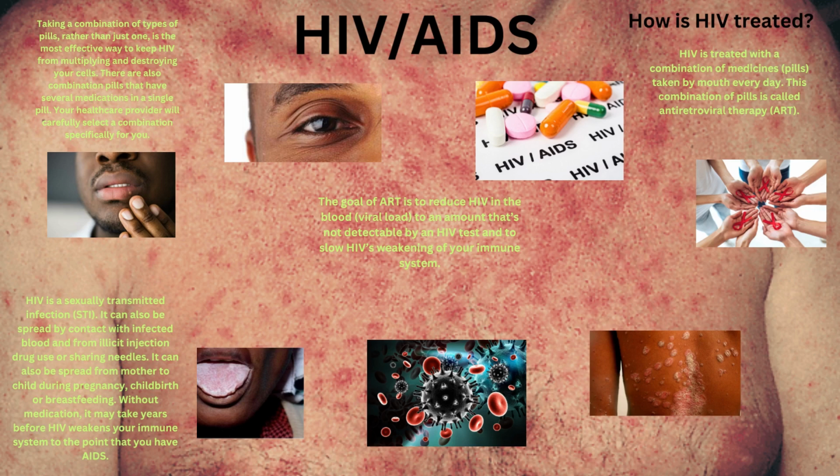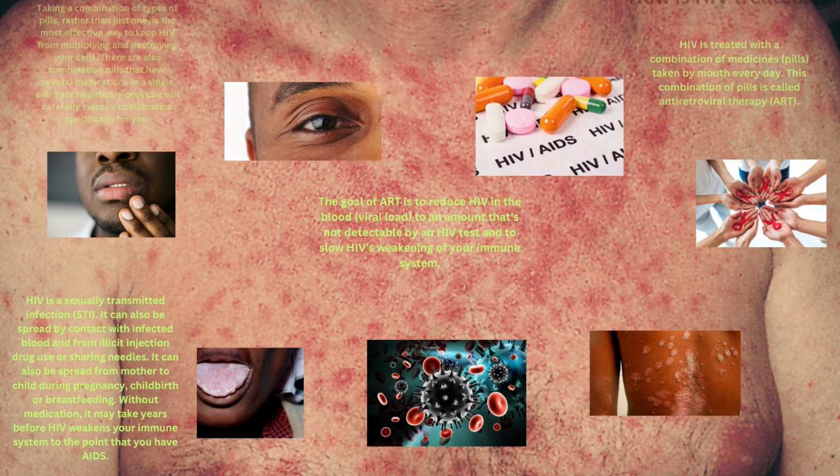How is HIV treated? HIV is treated with a combination of medicine taken by mouth every day. This combination of pills is called antiretroviral therapy. Taking a combination of types of pills rather than just one is the most effective way to keep HIV from multiplying and destroying your cells. There are also combination pills that have several medications in a single pill. Your healthcare provider will carefully select a combination specifically for you.